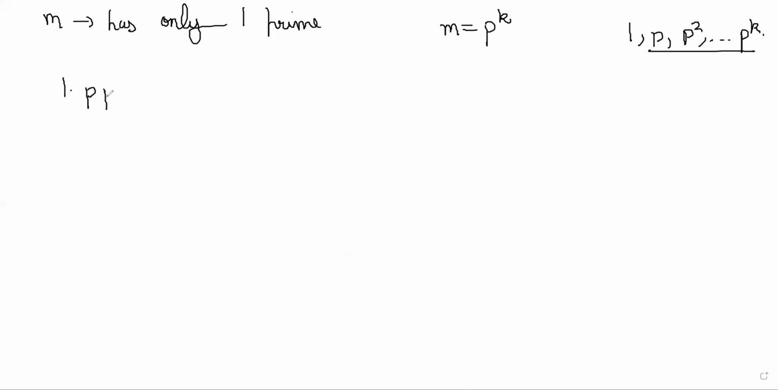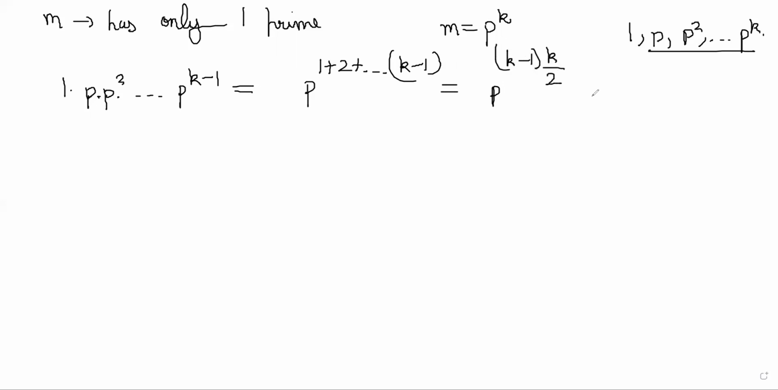Yes. This is 1, P, P square, till P power K minus 1, which should be equal to, actually just do the summation right now. It is equal to P power 1 plus 2 till K minus 1, right? This is the first K minus 1 numbers. So K minus 1 into K by 2, right? Yeah. This should be equal to P power K, right?